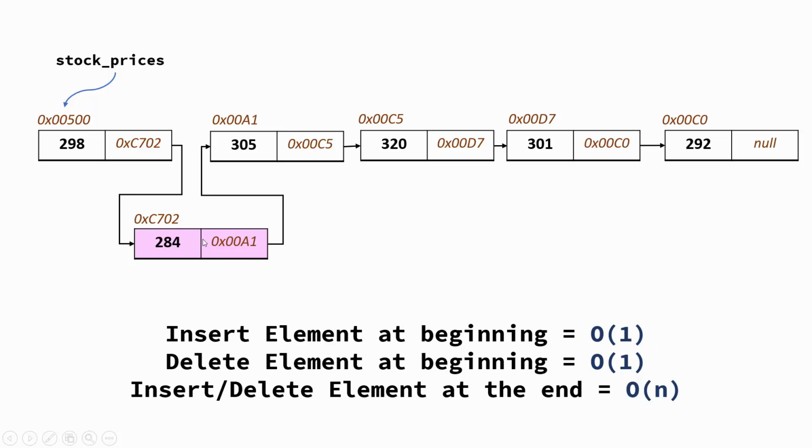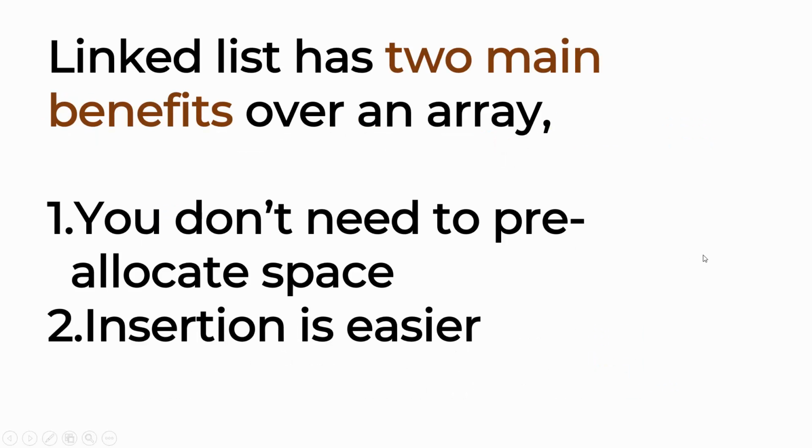Because all you are doing is creating a new node and then modifying those links. Similarly, if you want to delete the element at the beginning, order of 1. If you want to insert or delete the element at the end or in the middle, the complexity is order of n because you have to iterate through those elements. This data structure is called linked list. It has two main benefits over an array. First, you don't need to pre-allocate the space. You saw in the previous example that I have to allocate a capacity of 5 even before I have populated any element.